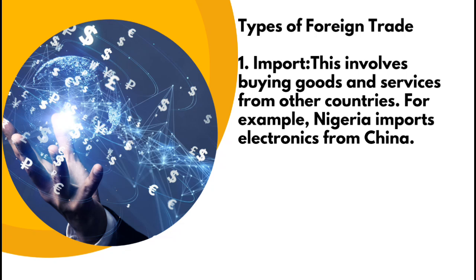Now, based on the word visible, that is something that we can see, and based on the word invisible, that is something that we cannot see. So when you talk about visible imports, take note, two words: imports, visible. Imports is when you bring something into the country. Visible imports refers to the physical, tangible, something that we can touch, something that we can hold, which are purchased from other countries.